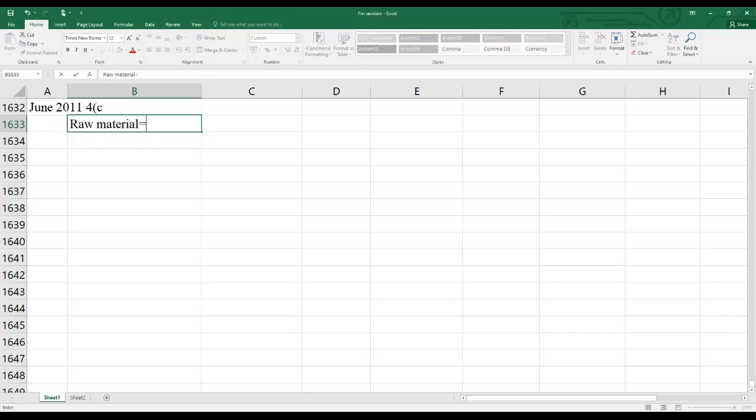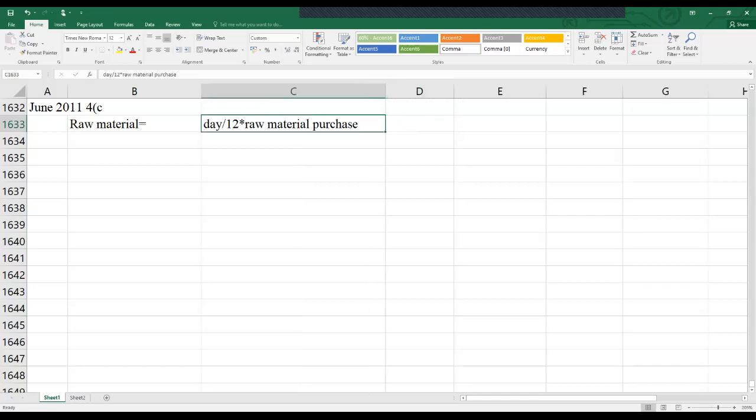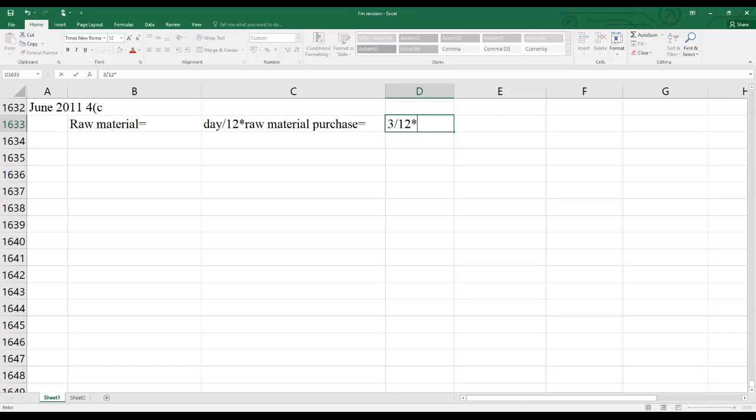So raw material, which of course is giving us the days for material. In this case, they are in months as per note 1. So we simply divide by 12. And of course, we multiply by total raw material purchases. That therefore is going to give the company investment towards the raw material. The raw material are in stock for 3 months. So 3 out of 12 we multiply by the total raw material purchases.